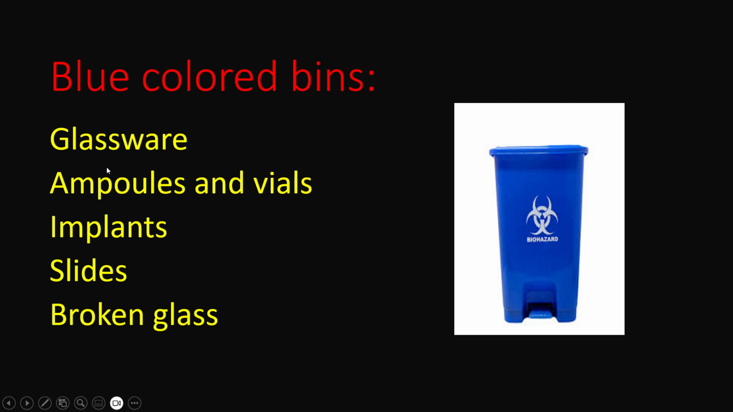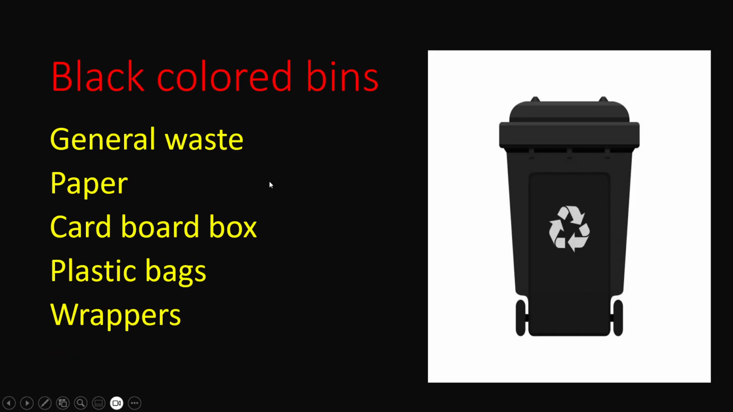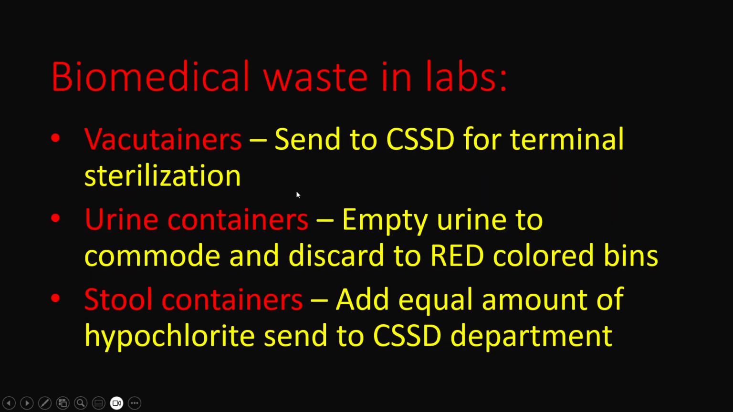Whereas in blue colored bins, the glasswares, ampules and vials, any implants of the patient, slides, broken glass, all these things go to blue colored bins. Whereas in case of white colored bins, it is the needles, blades, scalpels, sharp metals, lancets, these items will go to white colored bins. Okay, black color is for general waste.